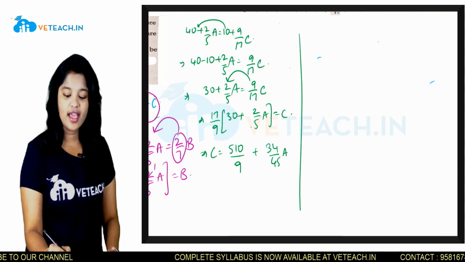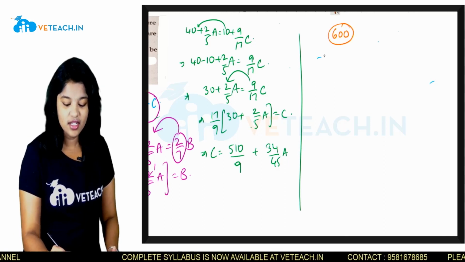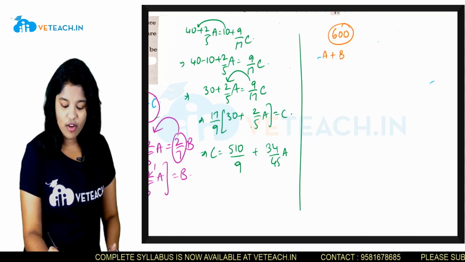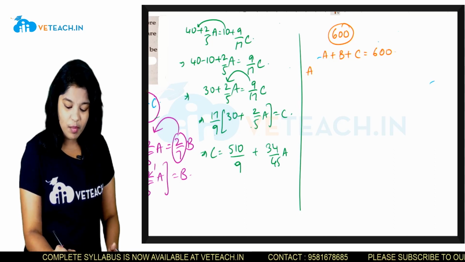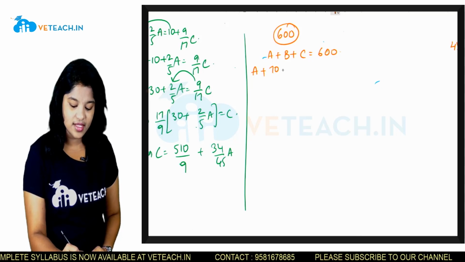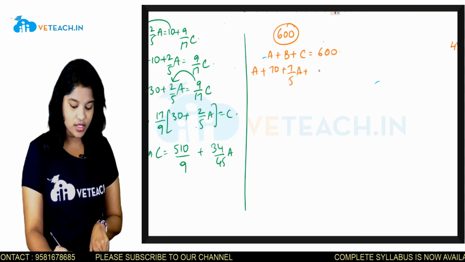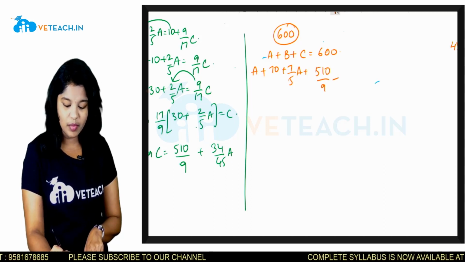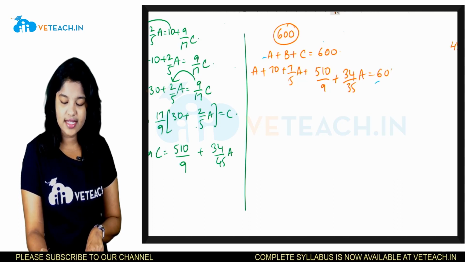But in the question they have given that a total 600 rupees is divided among A, B, C. So the share of A plus share of B plus share of C should be equal to 600. So A plus the share of B in terms of A is equal to 70 plus 7 by 5 of A, plus share of C is equal to 510 by 9 plus 34 by 35 A, is equal to 600.